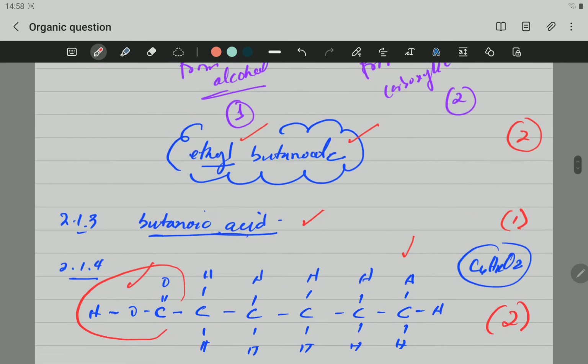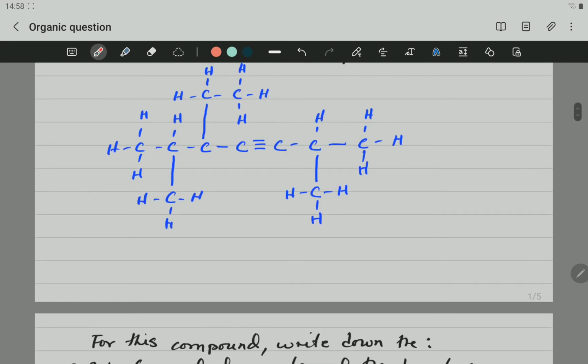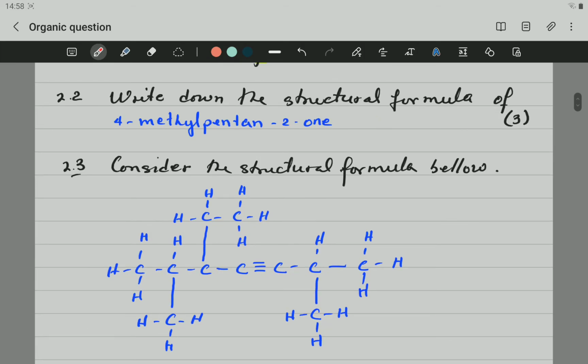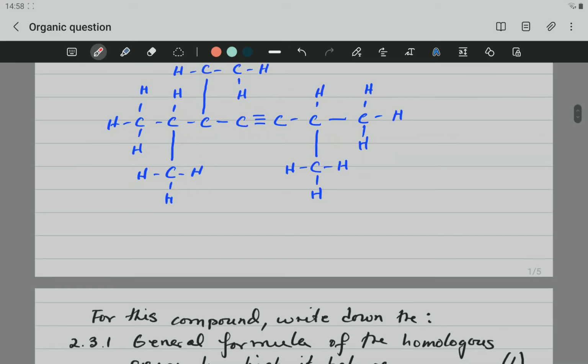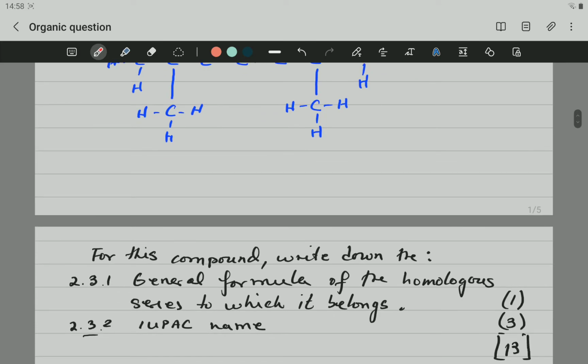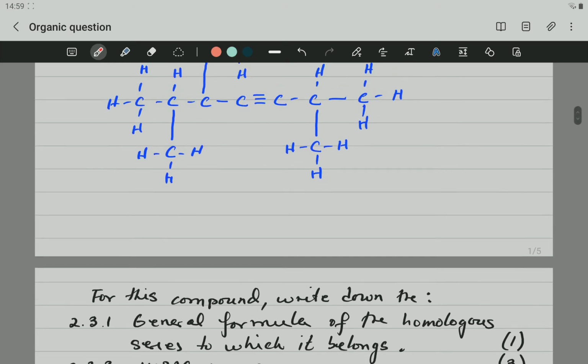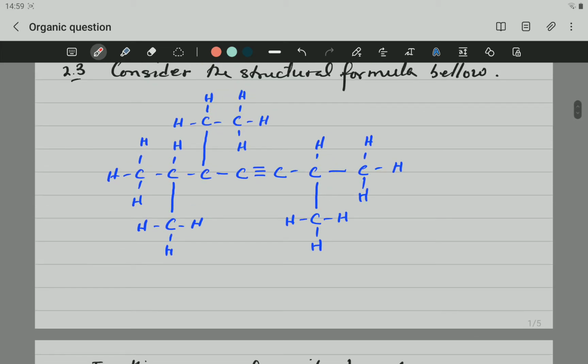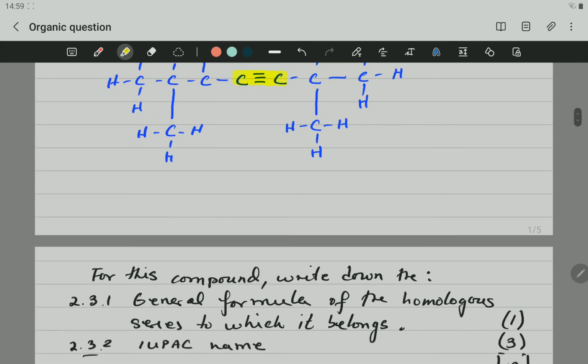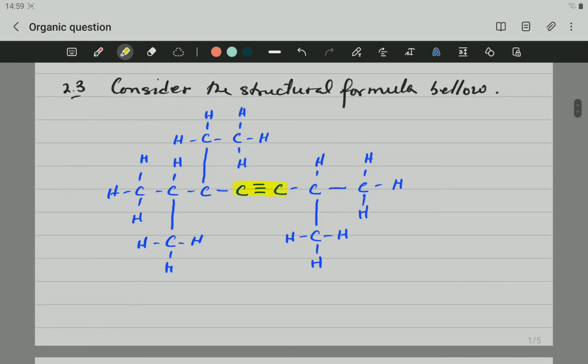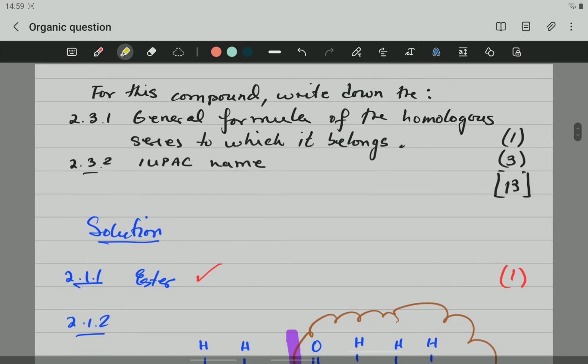Okay, let's go to question 2.3, and now 2.3 has parts. You have a compound. Let's consider the structural formula below. First of all, for this compound, write down the general formula of the homologous series to which it belongs. If you go here, you can see that the compound is an alkyne. Here is the triple bond between carbon atoms. It is an alkyne. So the first one is the general formula, and the second question is the IUPAC name. So let's write down the general formula of this compound quickly, and then the name.